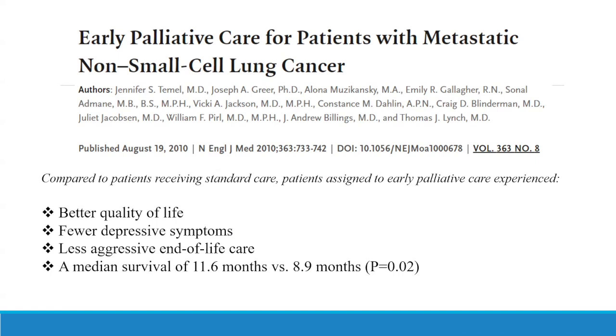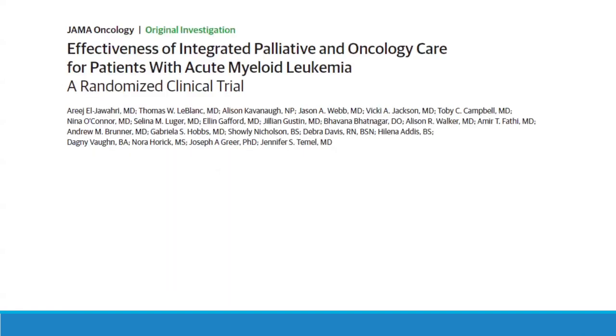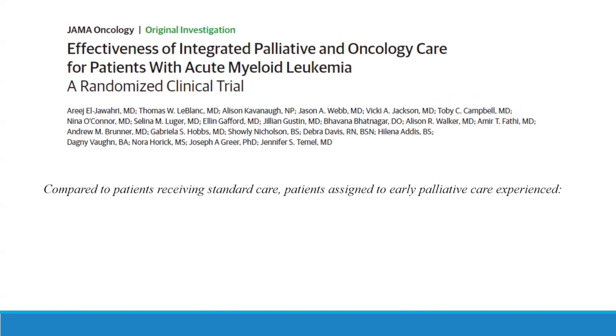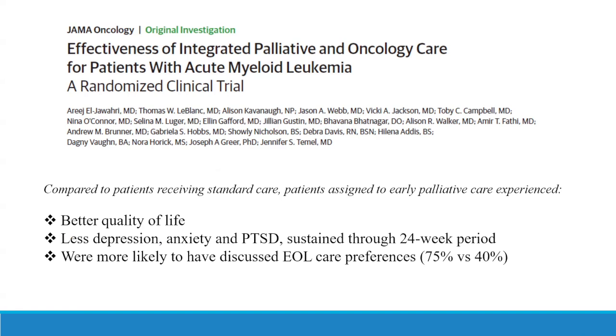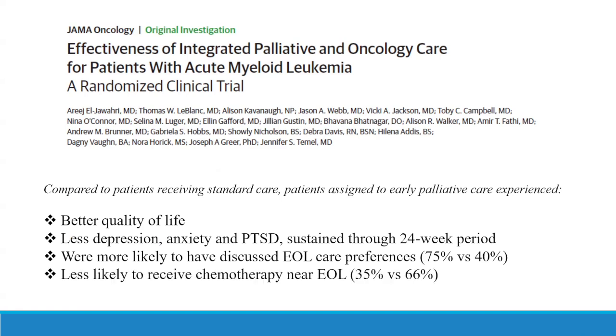We're fortunate that the same group looked at AML and tried to use early adaptation of palliative care in those patients and found very similar results. Those AML patients with palliative care had better quality of life and less psychological stress. They were more likely to have discussed end-of-life preferences with their caregivers. And they were less likely to receive chemotherapy, but if you note, still over a third received chemotherapy in the last month of their lives.